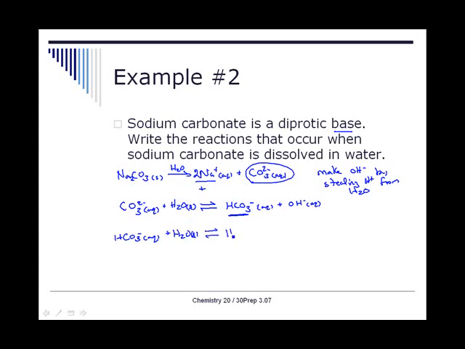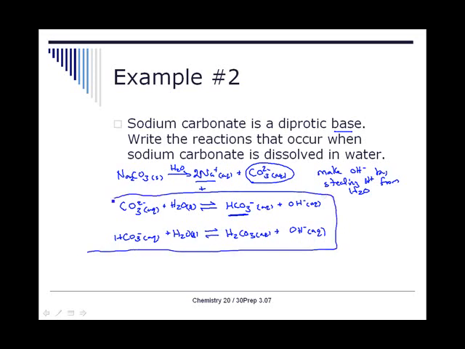So we end up with H2CO3 aqueous. Our bicarbonate ion gains a hydrogen ion, so it goes from a negative charge to no charge because it gains 1 plus. And our water lost a hydrogen, so it becomes hydroxide. So those are the two reactions that can happen when bicarbonate is placed in water.